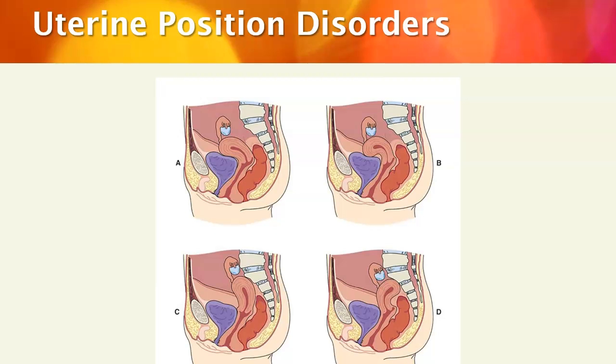In one, the whole uterus is tilted forward, whereas in the second, only the top of the uterus is flexed forward. Figure C is called a retroversion, meaning the uterus is displaced backwards from where it should be. And Figure D is called a retroflexion, where the upper portion is tilted backwards. All of these uterine position disorders make it more difficult for conception to occur. So if someone is having fertility issues, they'll look at whether you have a displaced uterus, because it will make things a little more difficult.